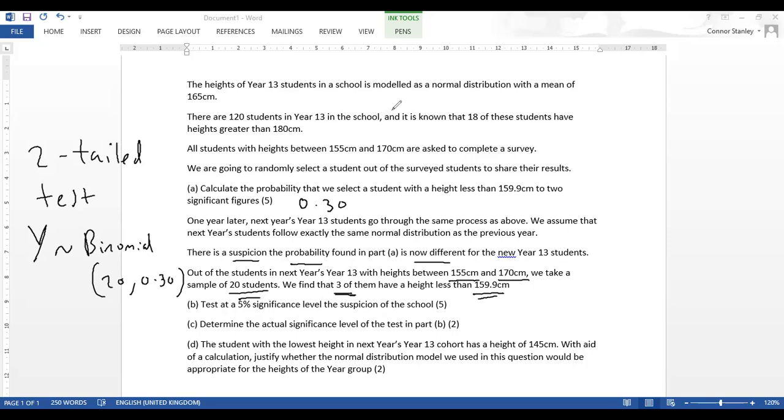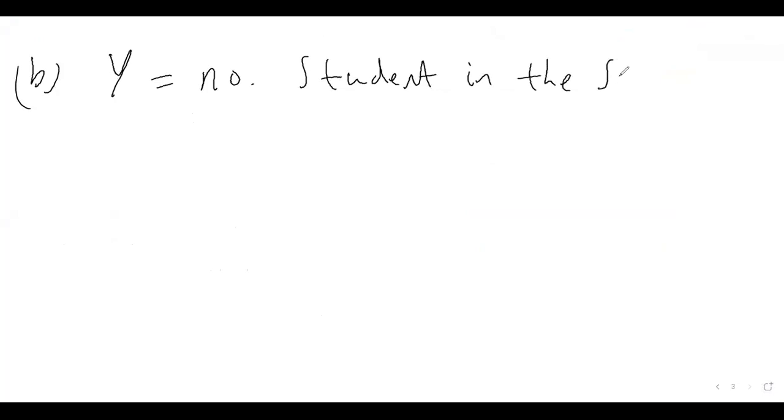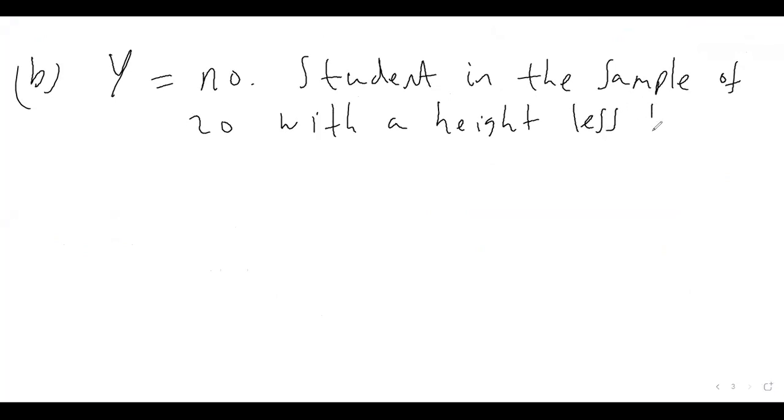Let's go back to the whiteboard so we've got some more space to do some working out. Okay, let's go to a new page. So part B, my answer to part B. What we've got is Y, so let's call Y the number of students in the sample of 20 with a height less than what was it again, 159.9, wasn't it? 159.9 centimeters.